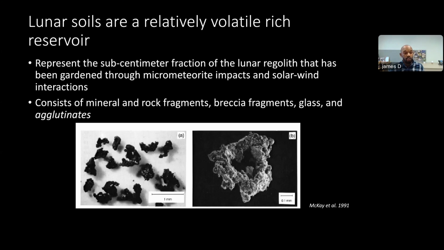So lunar soils, they represent a relatively volatile-rich reservoir on the moon. They consist of the sub-centimeter fraction of the lunar regolith, that's been gardened through micrometeorite impacts and solar wind interactions. And they are composed of mineral and rock fragments, breccia fragments, glass, and agglutinates.